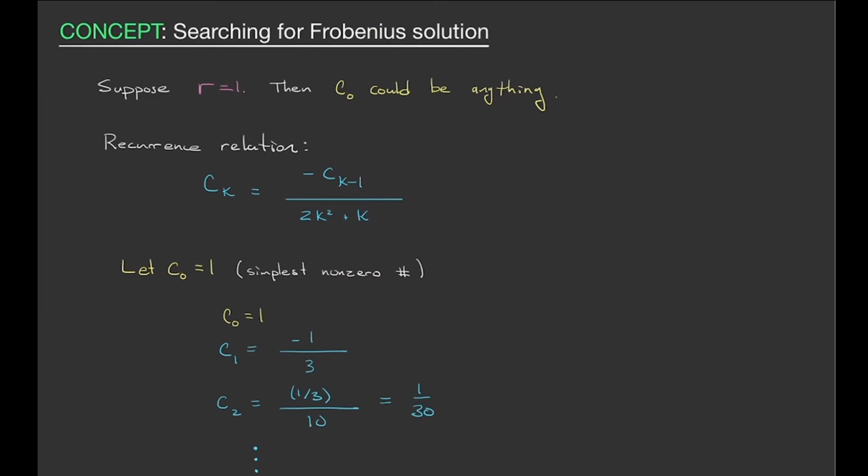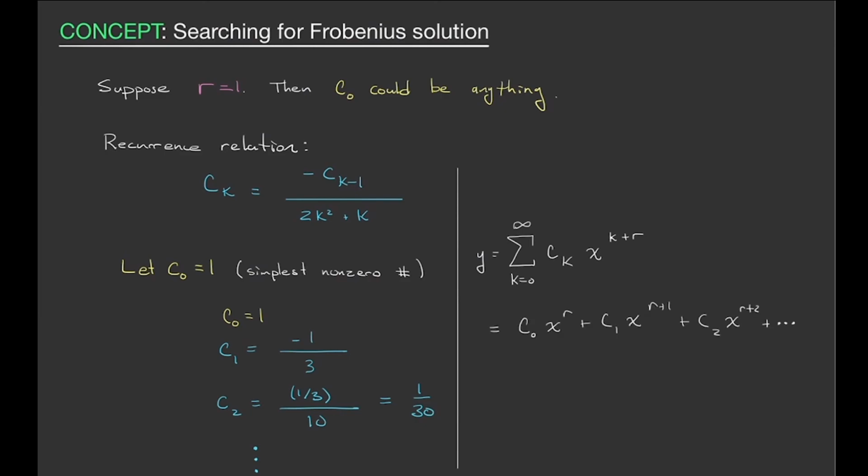But how does this relate to finding a Frobenius type solution? Well, we said it should look like this. And if we start writing that out, expand it, we get this. And now we've found c naught, c1, c2, and we could find c3, c4, and so on. We substitute those in, and this is the expression that we get.